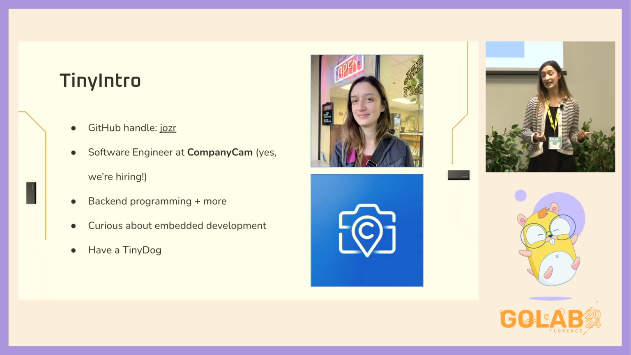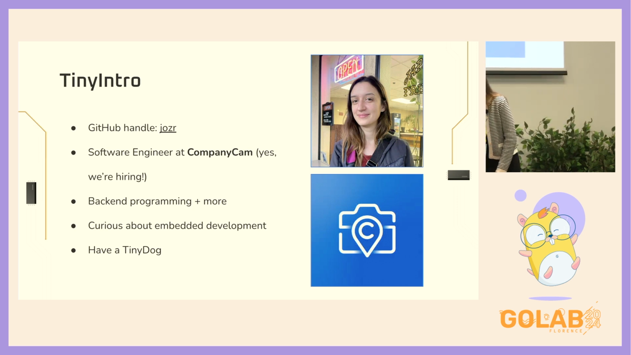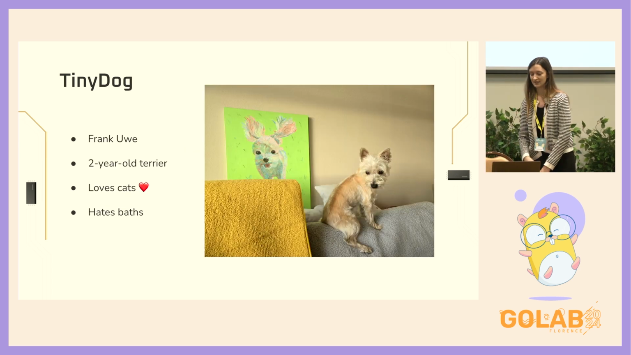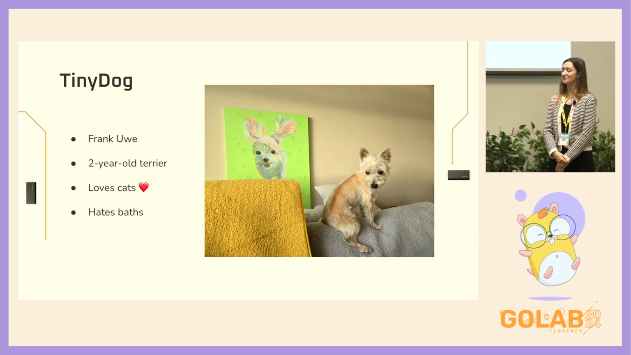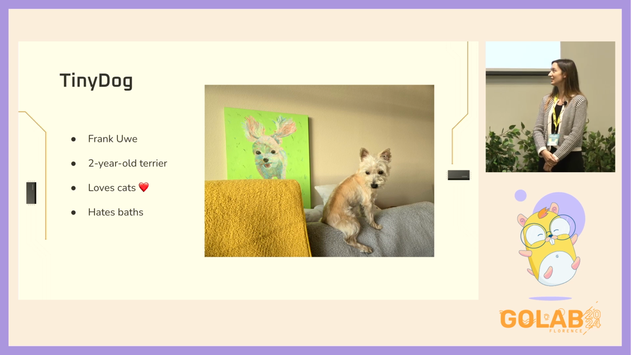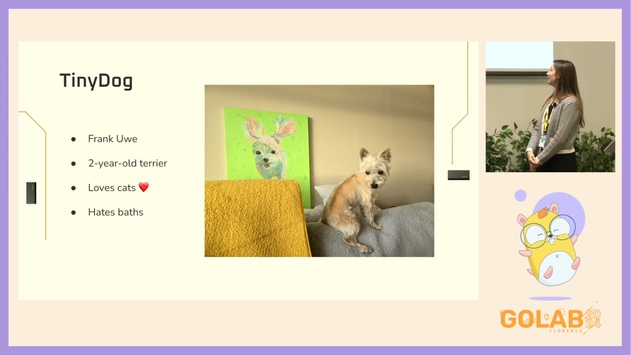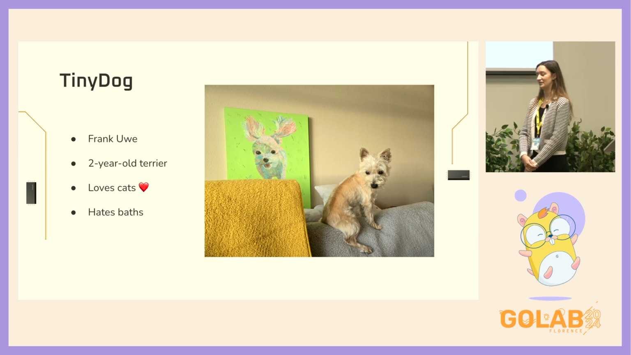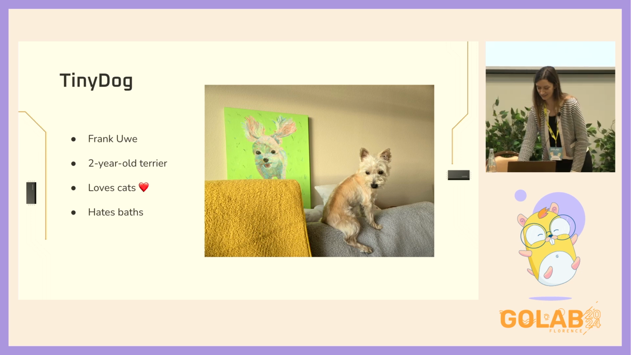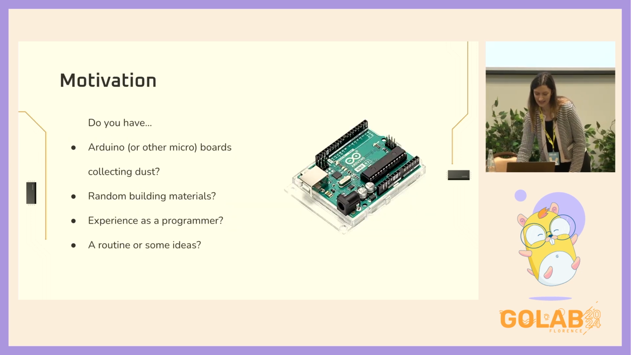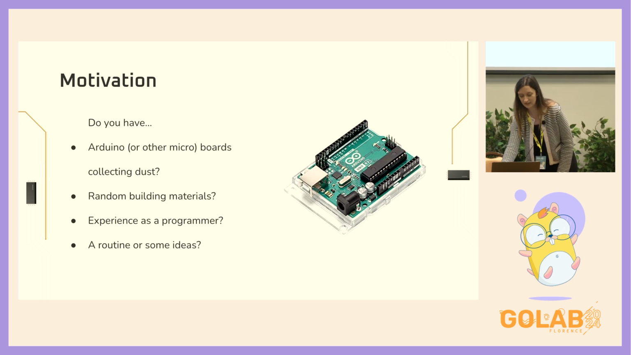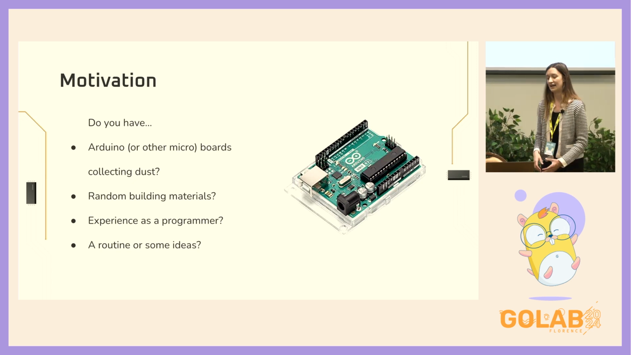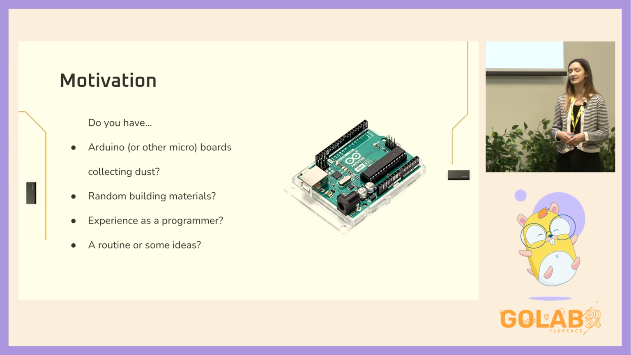And I also have a tiny dog, which is really important for this talk. So he should have his own slide. This is Frank Uva. He's a 2-year-old terrier with a lot of energy still. He loves cats. Cats do not love him. And he hates anything to do with getting clean or grooming, so that's not been easy. And my motivation for this project was basically that I had some Arduino boards collecting dust.